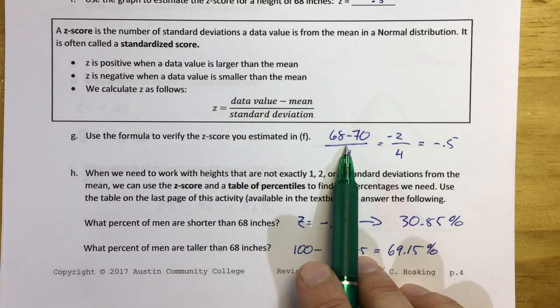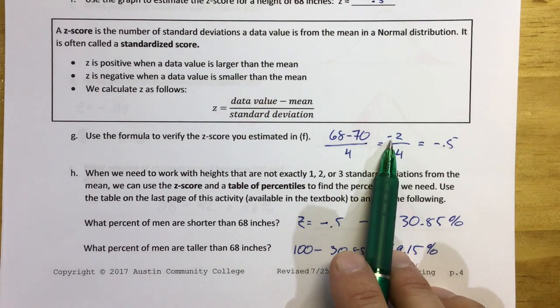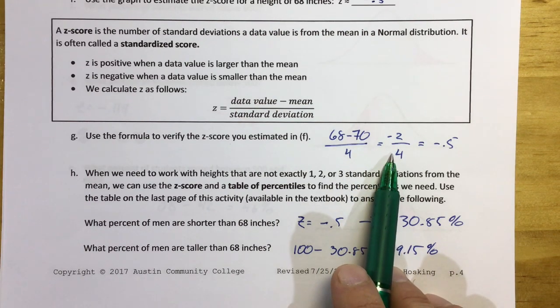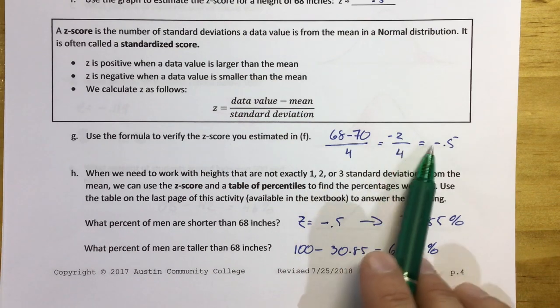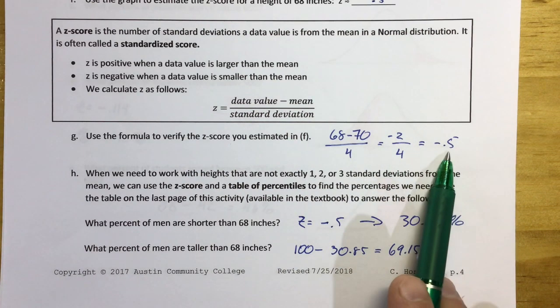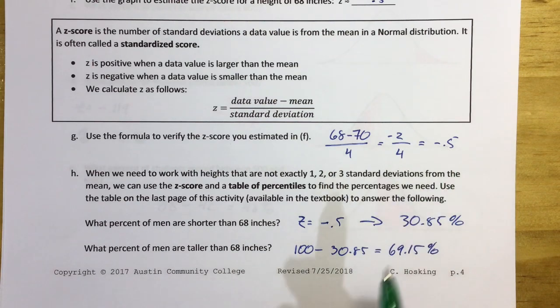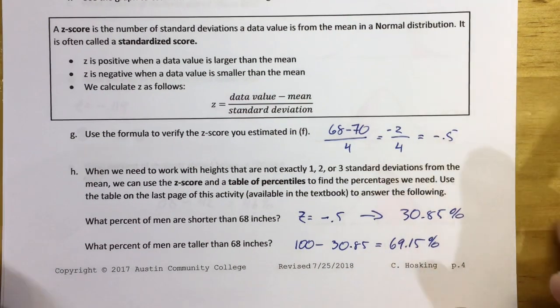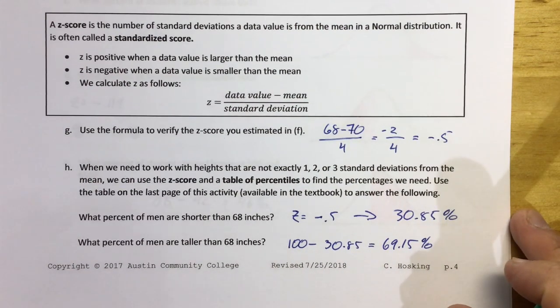So 68, if you subtract 70 from 68, you're going to get -2. Then you divide it by your standard deviation, 4. That simplifies down to -0.5. So some of these are a little bit easy to figure out on your own by just looking at them and knowing the width of a standard deviation, if you could divide that up. But if you get some other things that are a little bit more unusual, then you could use this.